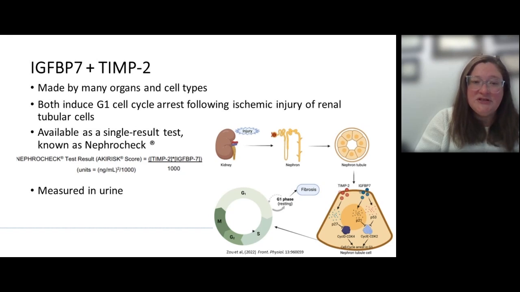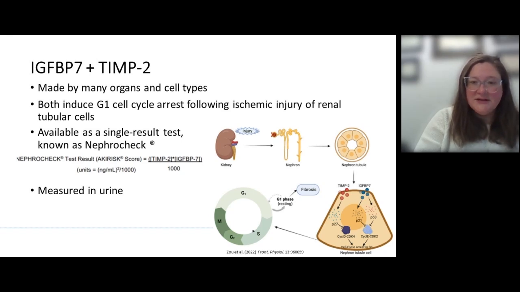Next, we have the combination of two markers, IGFBP7 and TIMP2. Combined, this is reported as a single result known as NephroCheck. These two markers are both made by many cell types and organs, and they play a critical role, particularly in the kidney and cell cycle arrest following some sort of injury. Like I said, when we combine these by multiplying them and then dividing by 1,000, we get a result known as NephroCheck, and that is a particular brand of test, and they have something called the AKI risk score, and that is the result that's interpreted.